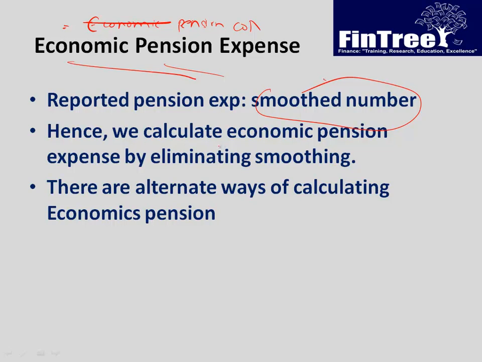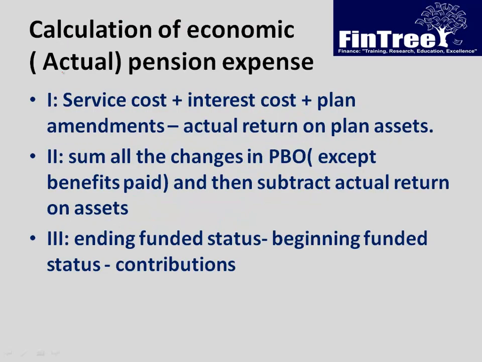So hence we calculate economic pension cost by eliminating that smoothing, and there are alternative ways of calculating this. So these are the three possible ways. Number one, service cost plus interest cost plus plan amendments minus actual returns.